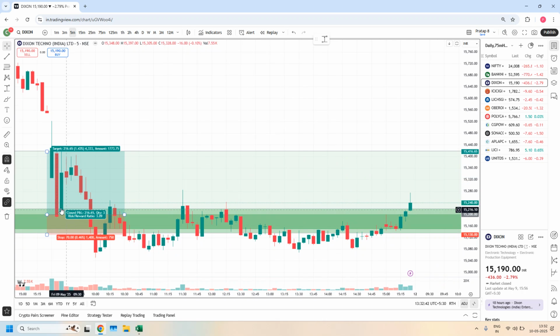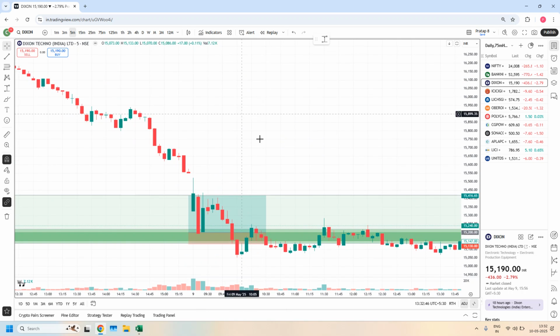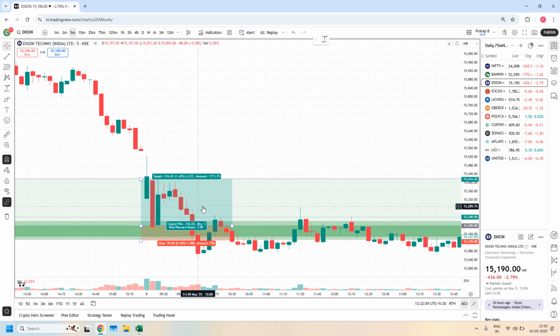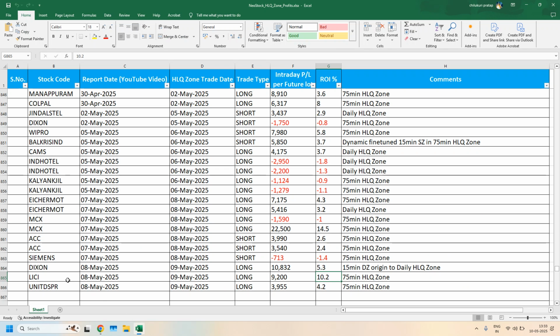Price entered and after that it gave you 1:3 RR. So in the next candle, in this 15 minutes candle, you got the trade. In the next candle it reached 1:3 RR achieved. After that the zone is violated. So that way it has given you 1:3 performance. So Dixon gave you a profit of 10,832 rupees, which is 5.3% ROI as per one futures margin cost.